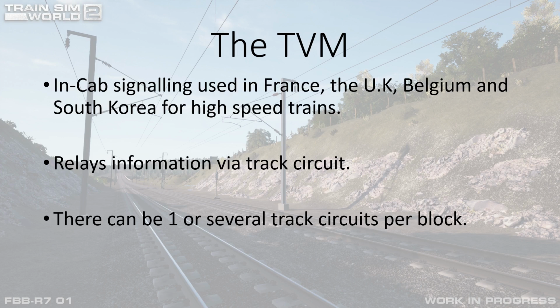The TVM is an in-cab signaling system used in France, the UK, Belgium, and maybe less known but also used in South Korea for high-speed trains. Obviously, the Channel Tunnel links France and the UK through the High Speed 1 on the UK side and the North high-speed line in France, so the Channel Tunnel also uses this system. The TVM relays information via a track circuit, and there can be one or several track circuits per block. More details on that later in the video.